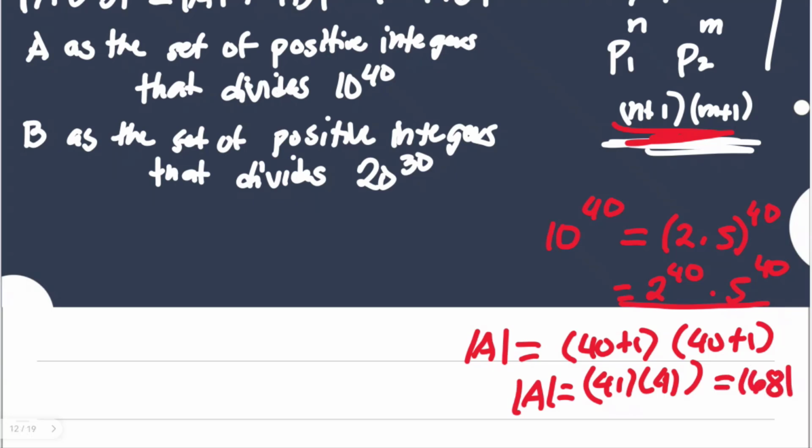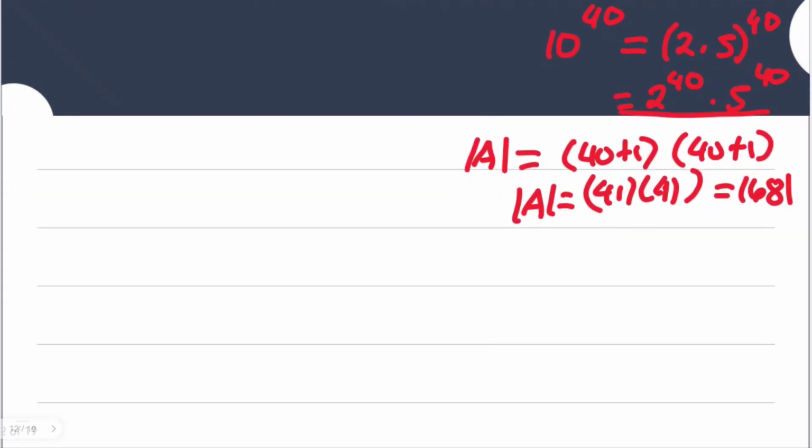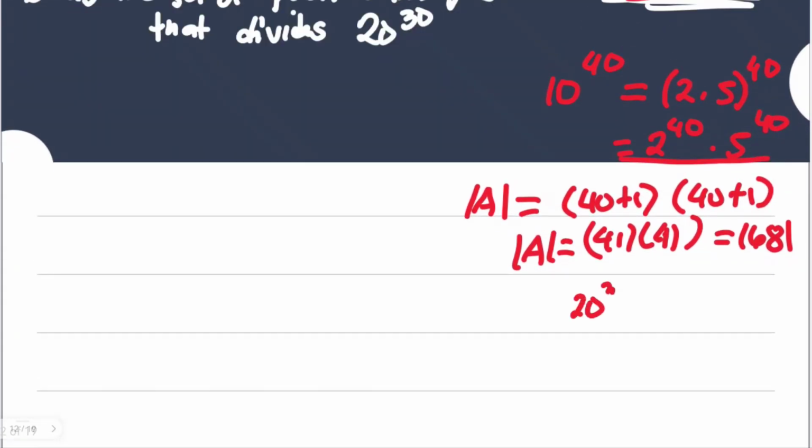Now for the cardinality of B, let's get the prime factorization of 20 raised to 30. You can have it as 2 times 2 times 5, or 4 times 5, right? Let's just simply use prime factors. Later on, you will just be combining them anyway.